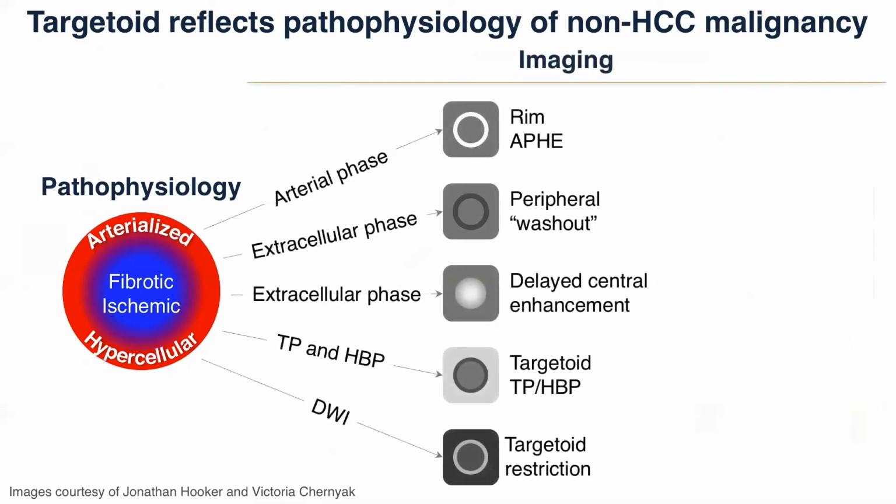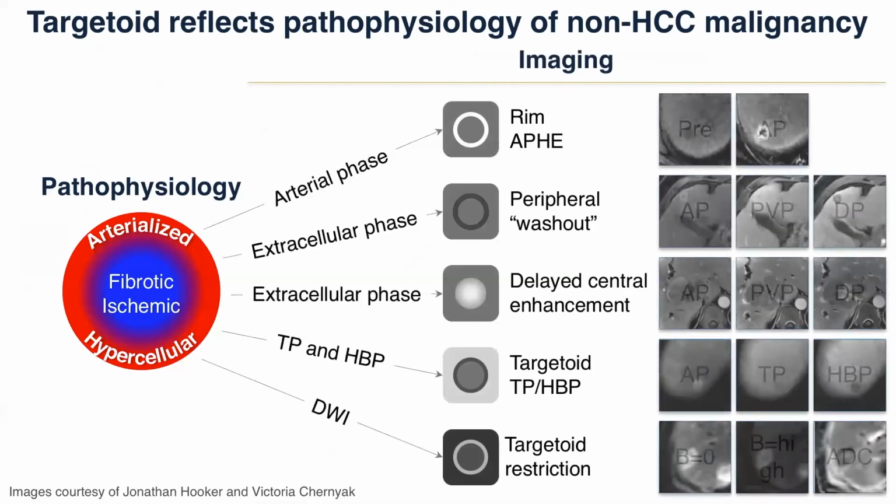Let me skip this in the interest of time, but the point is that the pathophysiology explains the imaging, and here are different imaging examples of rim APHE, peripheral washout, delayed central enhancement, targetoid appearance in the transitional phase, and targetoid restriction.